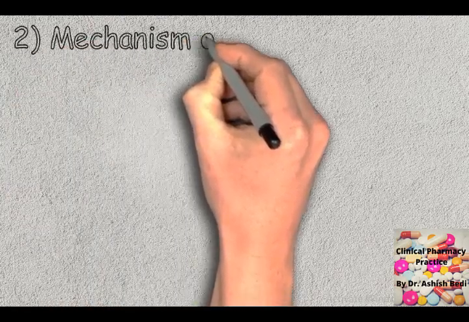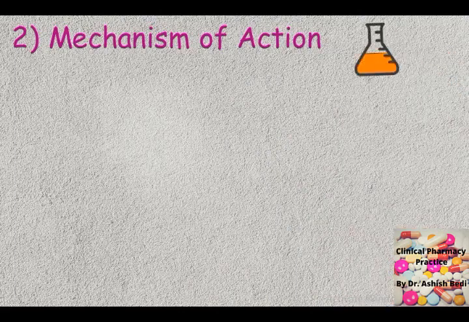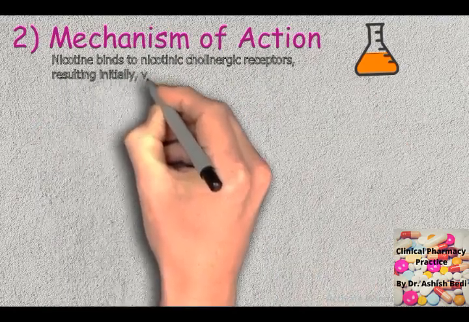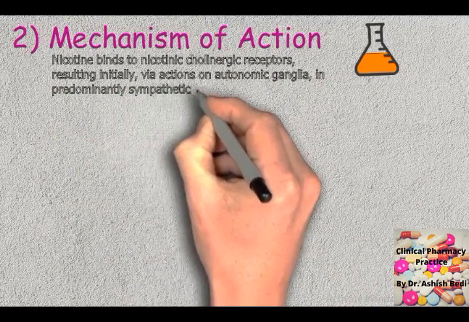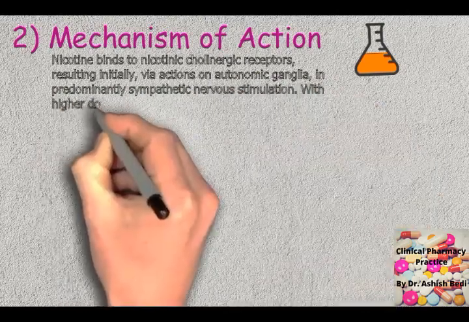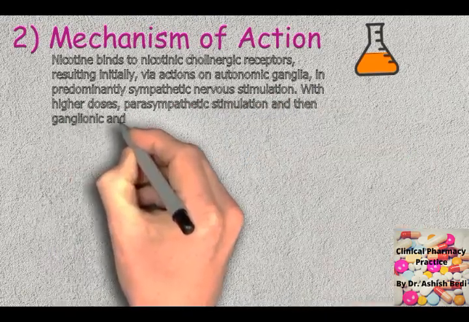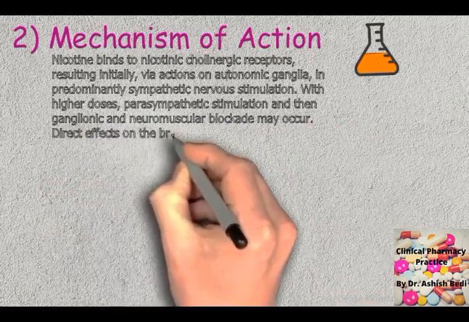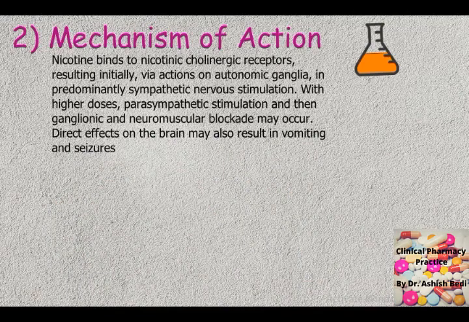What is the mechanism of action? Here we have to look very deeply and understand. Nicotine binds to the nicotinic cholinergic receptor, as we all know, acting initially on autonomic ganglia. Predominantly, it first activates the sympathetic nervous system. Then with increasing doses, we will see parasympathetic stimulation, and lastly, ganglionic and neuromuscular blockade. Direct effects on the brain may also result in vomiting and seizures.